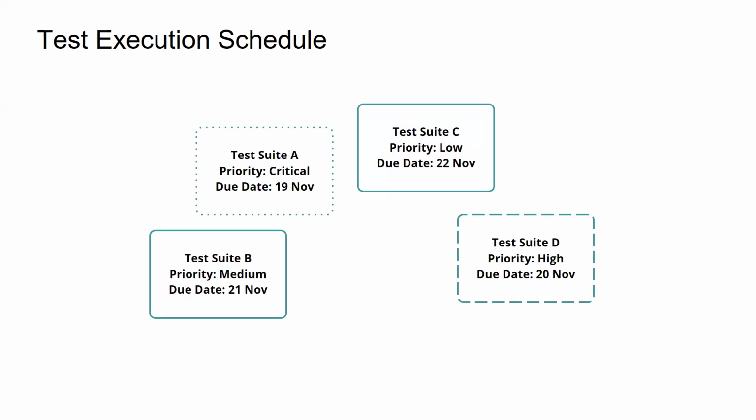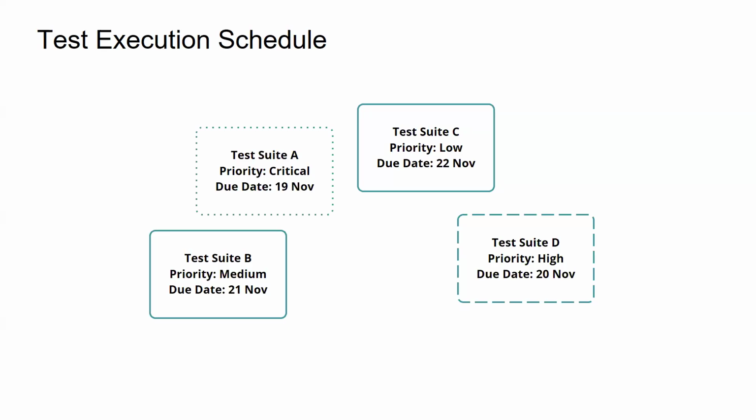Test suite A priority is critical. There's a due date as 19th, right? Test suite C's priority is low. Test suite D priority is high. Test suite B priority is medium. So based on this, we are going to test the high and critical ones first, and we are going to set the due dates as well.